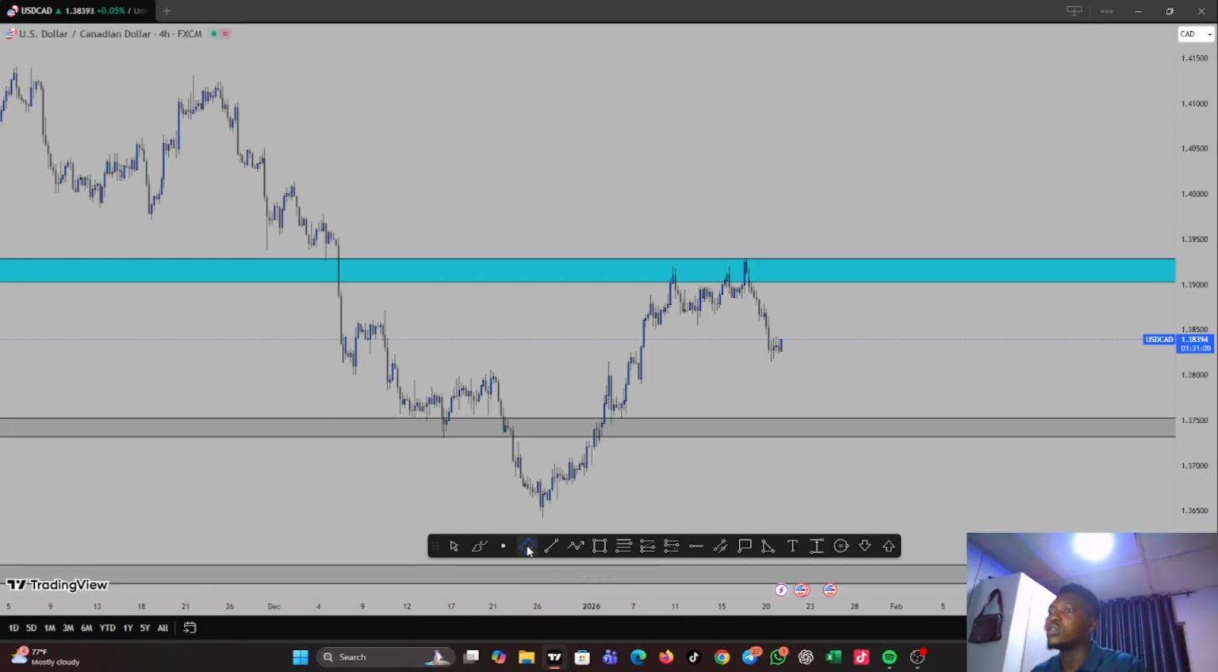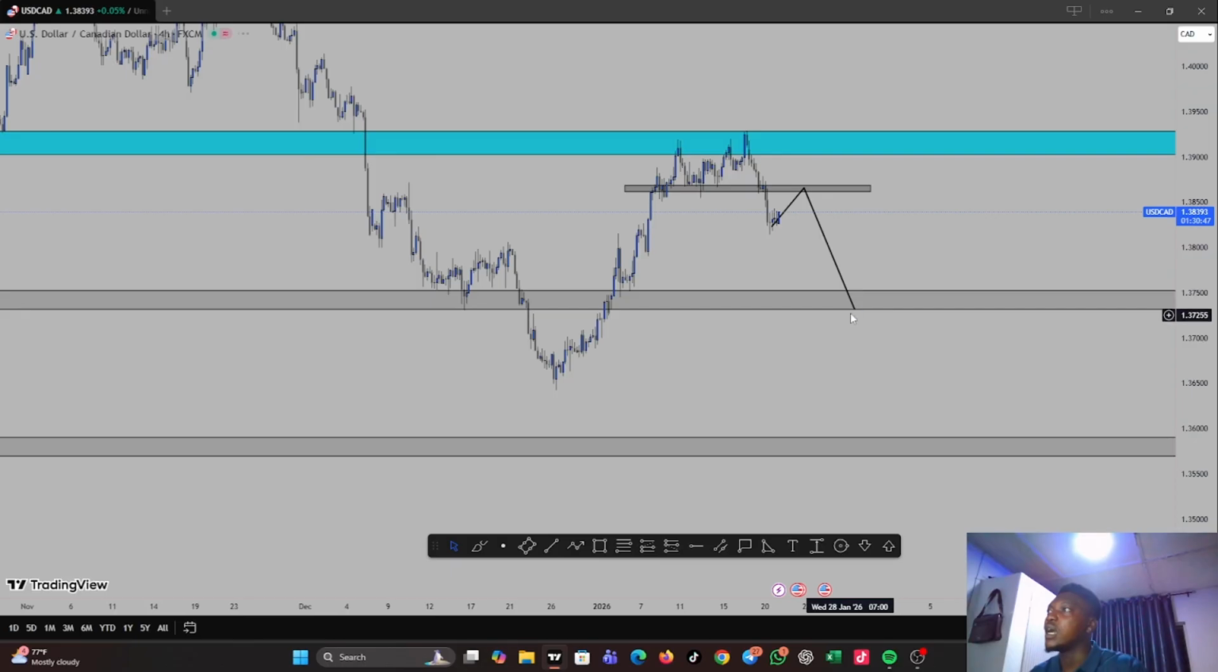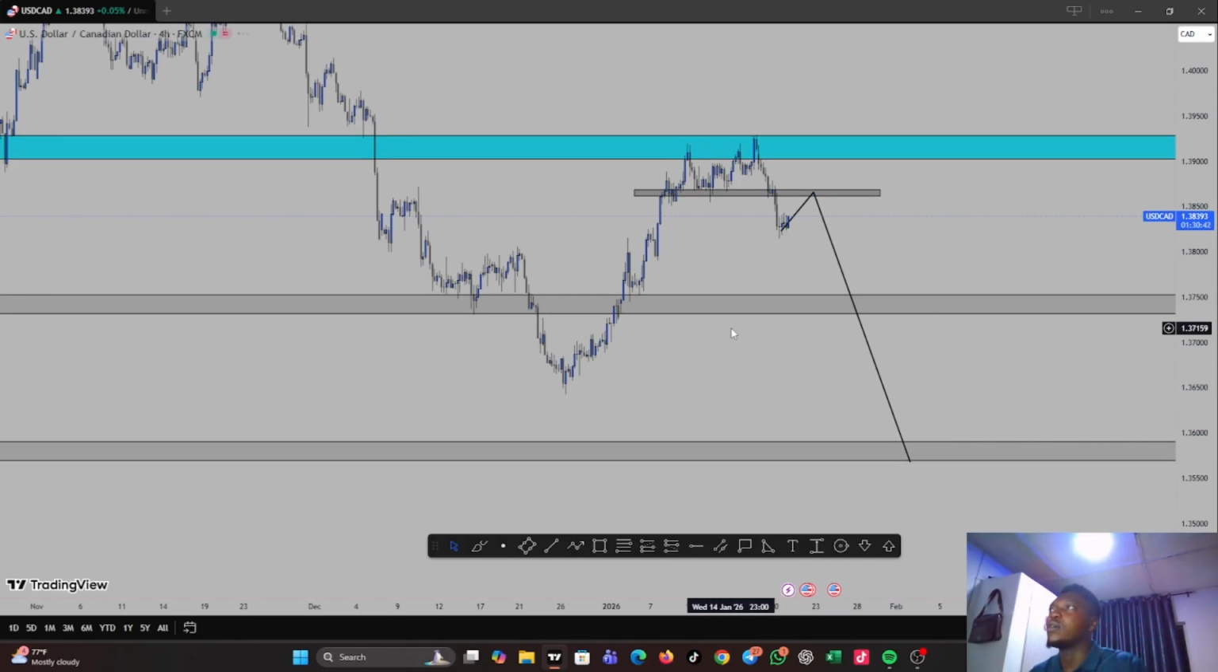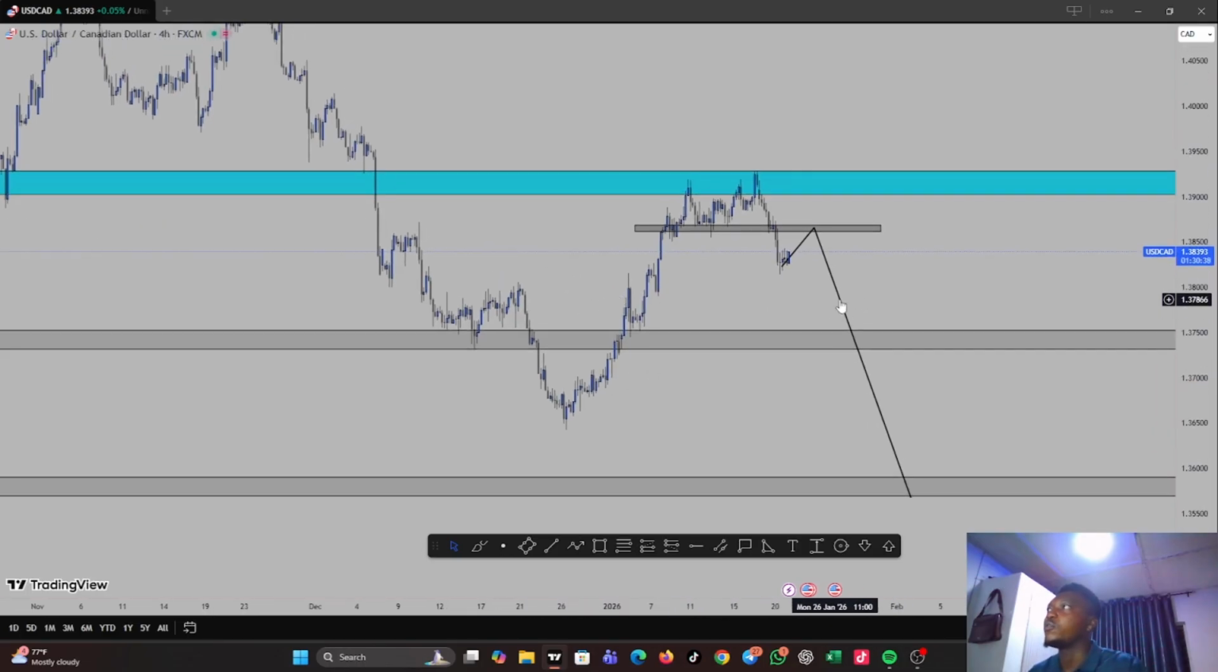To enter this, I'll go to the 4-hour time frame, and this is how I will enter this trade. I'm going to mark a minor level right here, waiting for price to simply come and retest this level. I'll wait for price to retest this level, and I'll be looking to go short. This is going to be my first level target, and this is going to be my second level target. So this is how I'll be positioning myself on USD CAD for the rest of the month of January. So USD CAD, I'm bearish.